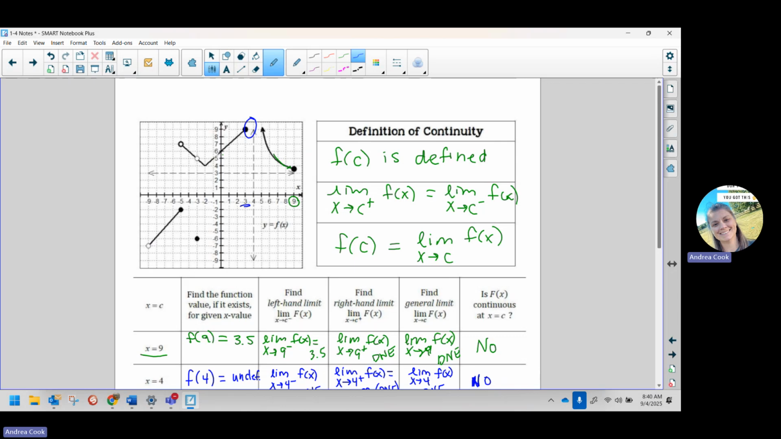On a full test, it's not going to be a table like this. I'm just going to give you a picture and say, is f continuous at 3? And you're going to go through it. This was just guiding you through the process you're going to have to take to find the answer.